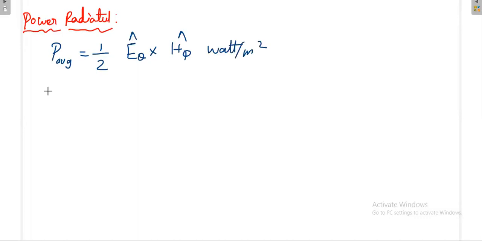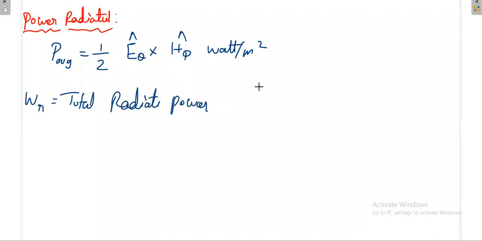And what is the total radiated power? Total radiated power is equal to the integral of P average dot ds, where ds is the surface vector. You can take any imaginary surface, because if the surface is large, it gives more surface area, then P average will decrease. But if you choose a smaller imaginary surface, the area will be less, but P average will be higher. So you can choose any imaginary surface, no problem.